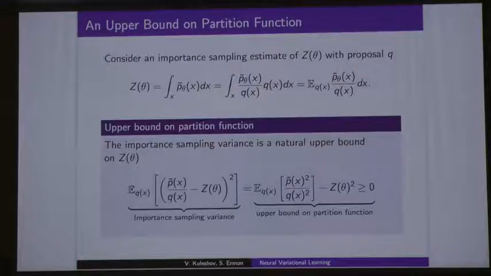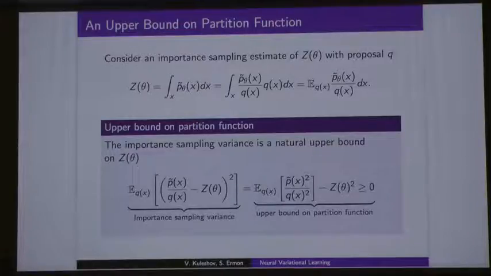Now, it has several nice properties. For example, when Q equals P, this is tight. When Q is in an exponential family, then this is convex in the natural parameters of the exponential family. This works when Q is similar to P. If you imagine P being a very peaked distribution and Q is uniform, then this would not work.